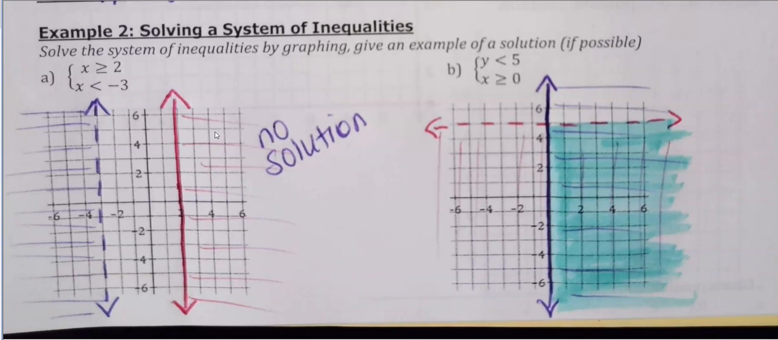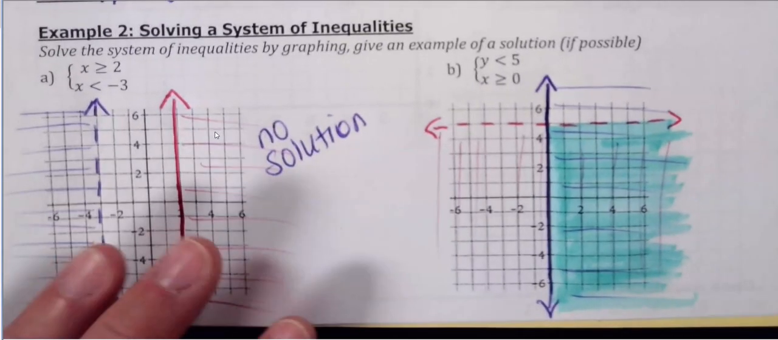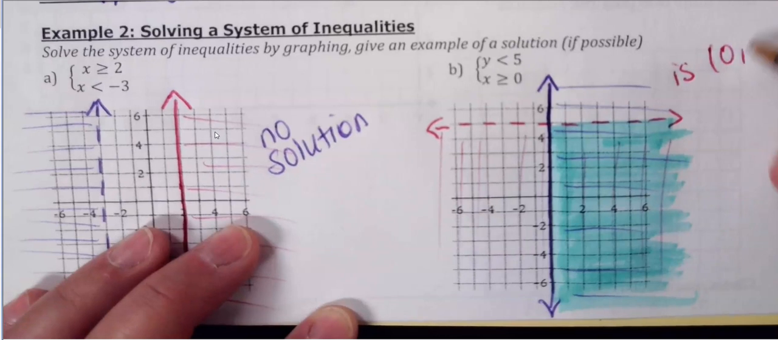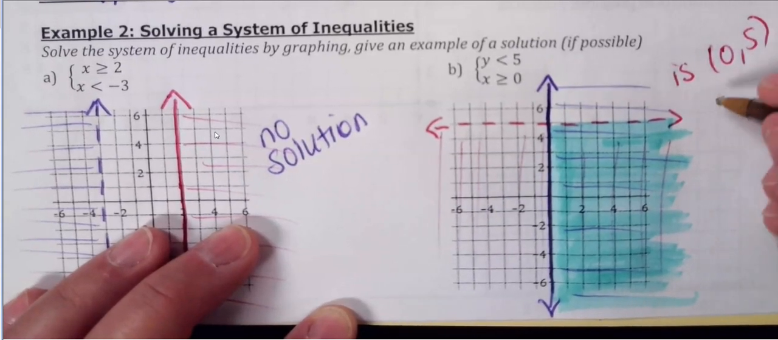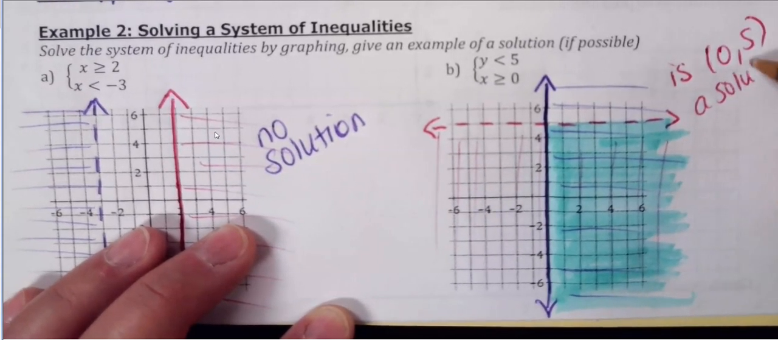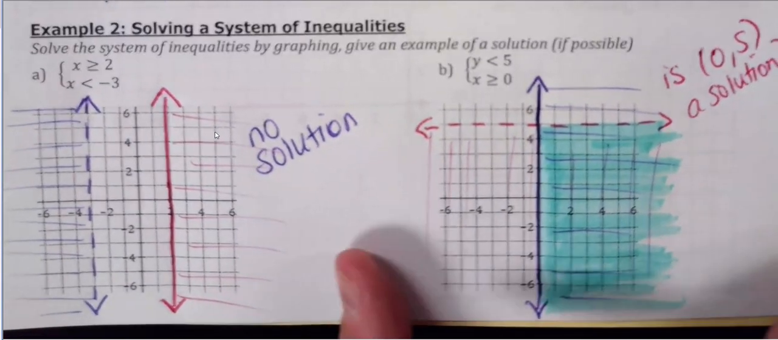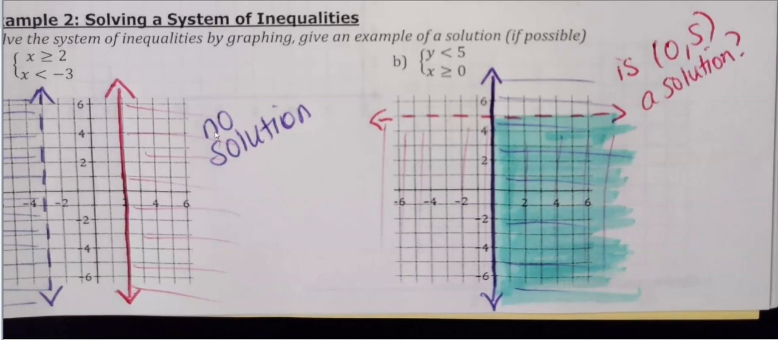Actually, let me ask you a question before I flip this over. Would the point 0, 5, is 0, 5 a solution here? If you looked at that, would you tell me the point 0, 5 is a solution? Good deal. Yeah. Okay, so it would work.